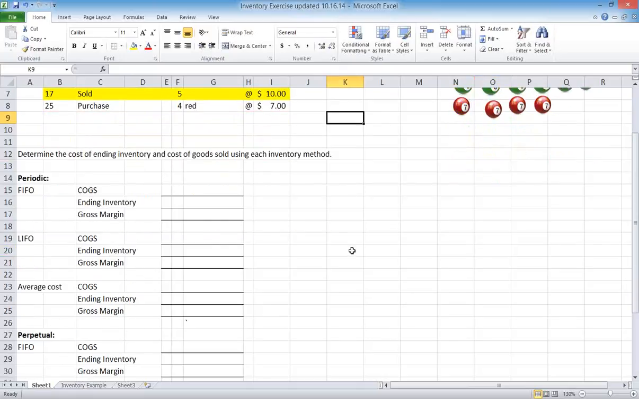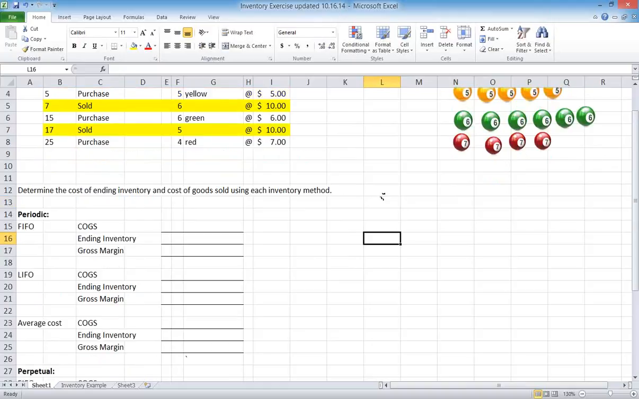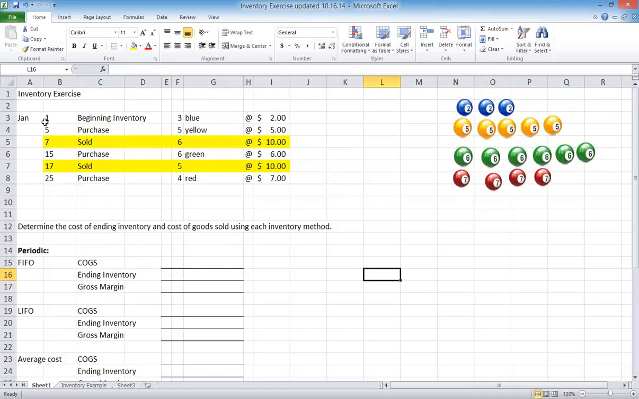So I'm going to look here. I have the periodic method, and then we'll look at perpetual. Now remember, with periodic, it's not ongoing, so we're not tracking that I bought this item on the 1st and on the 5th, and on the 7th I sold some, so I couldn't have sold any that I bought on the 15th because I didn't have them yet. With periodic, when I sell them does not matter.